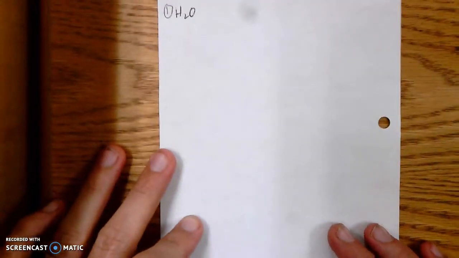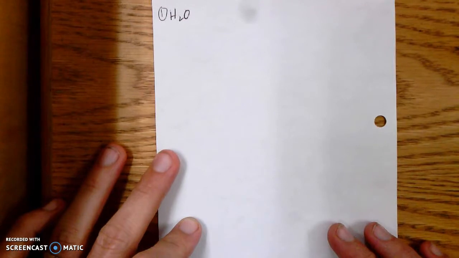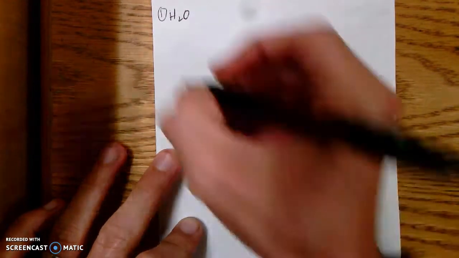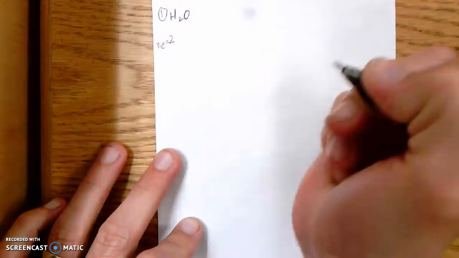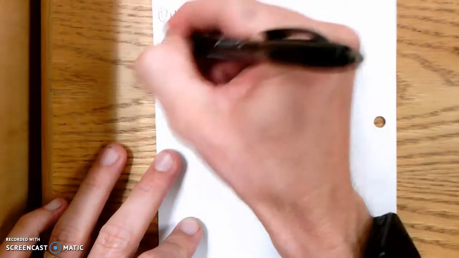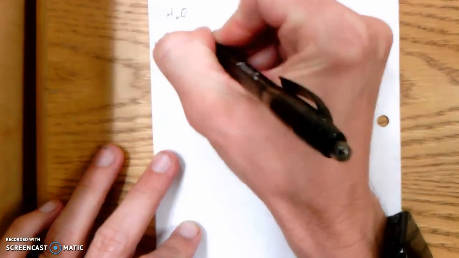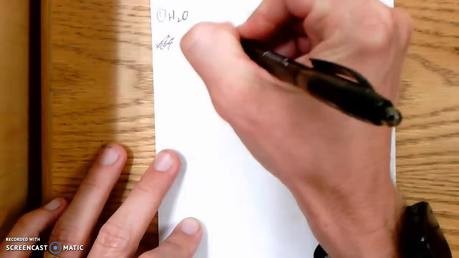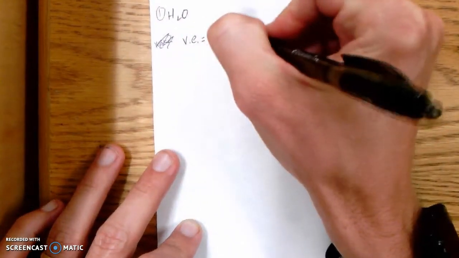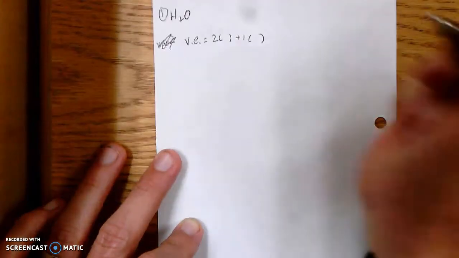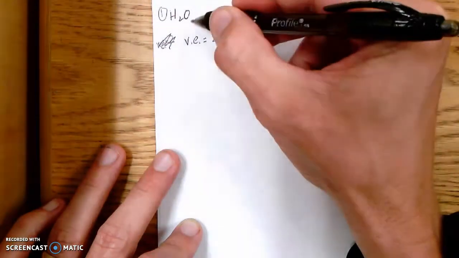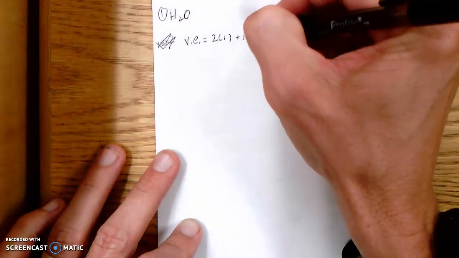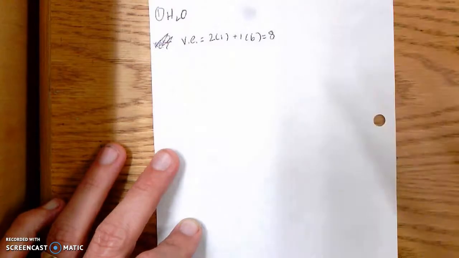So on your paper, write down H2O, and then we're going to first come up with the number of valence electrons. Valence electrons is equal to 2 hydrogens, 1 oxygen. Each hydrogen is in group 1, so 1 valence electron. Each oxygen is in group 6, so 6 valence electrons, which makes a total of 8.